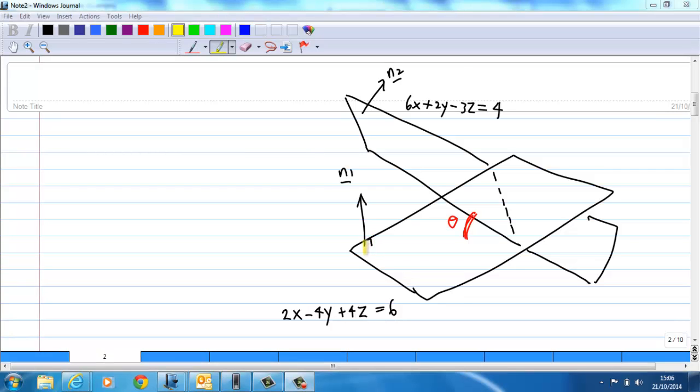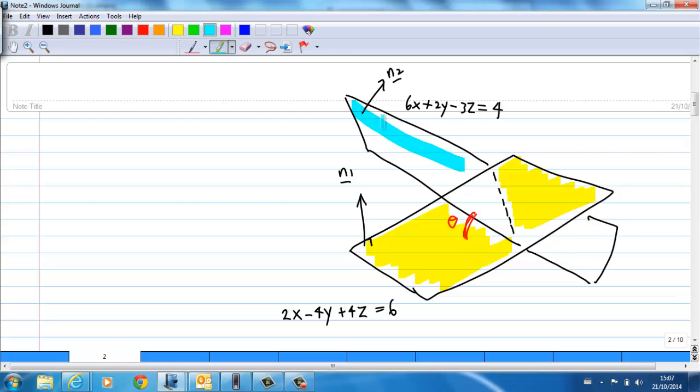The first plane is given by 2x minus 4y plus 4z equal to 6. So there is a vector perpendicular to the first plane. Let's call this n1. And then the second plane is given by the equation 6x plus 2y minus 3z equal to 4. And the vector perpendicular to the second plane, the normal to the second plane, is called n2.